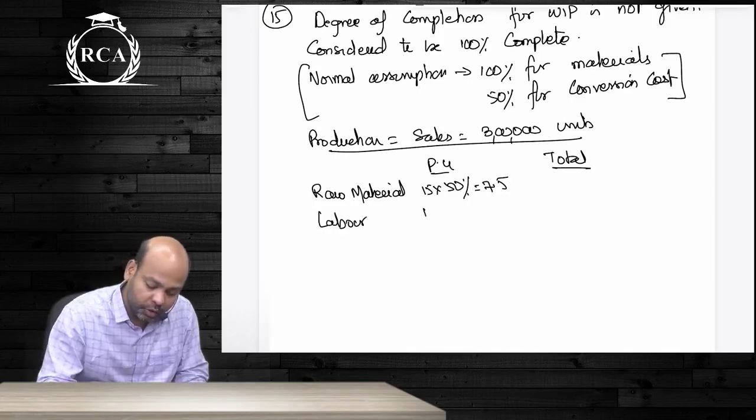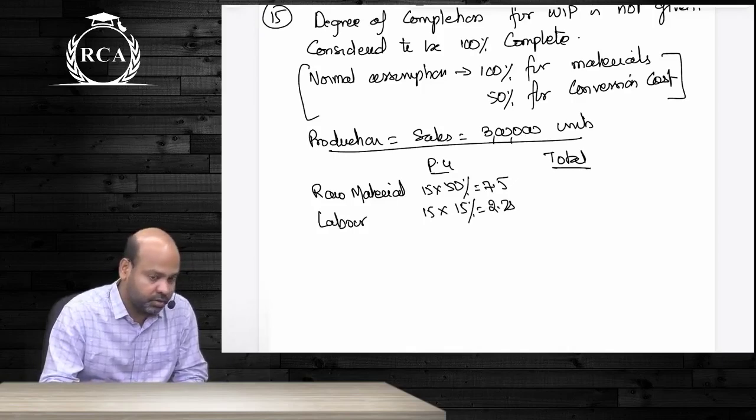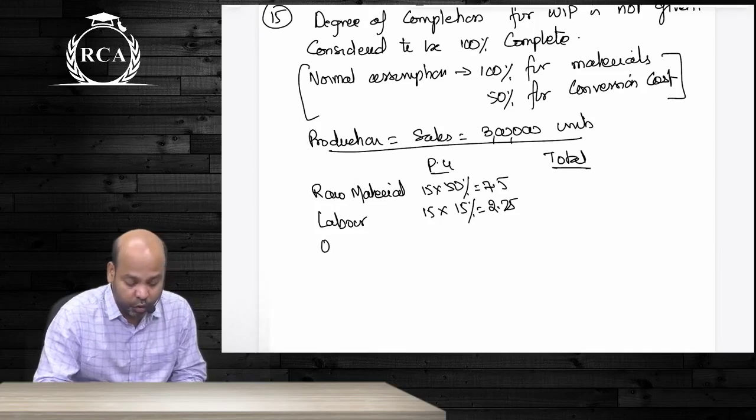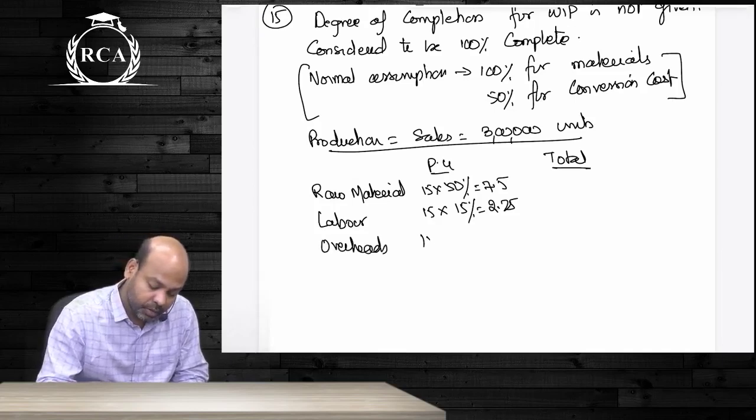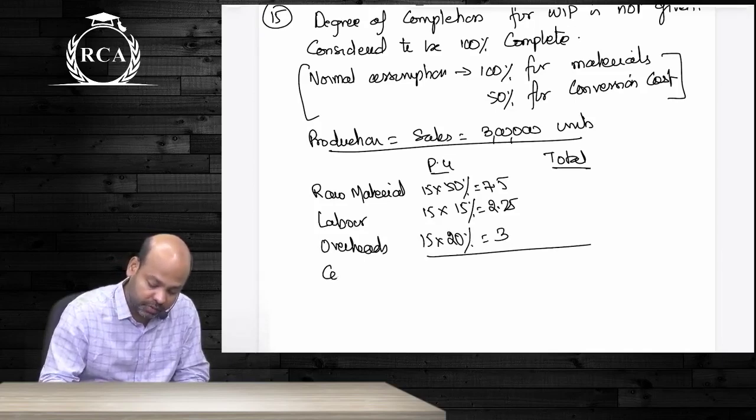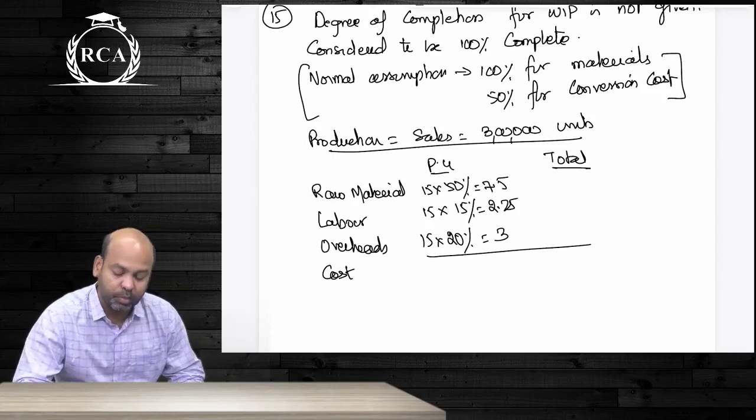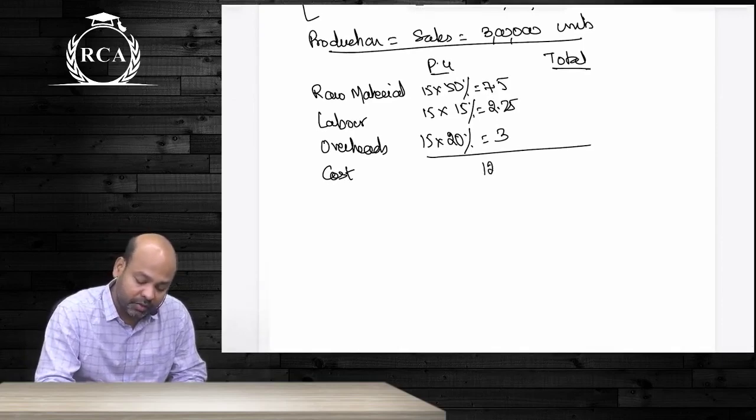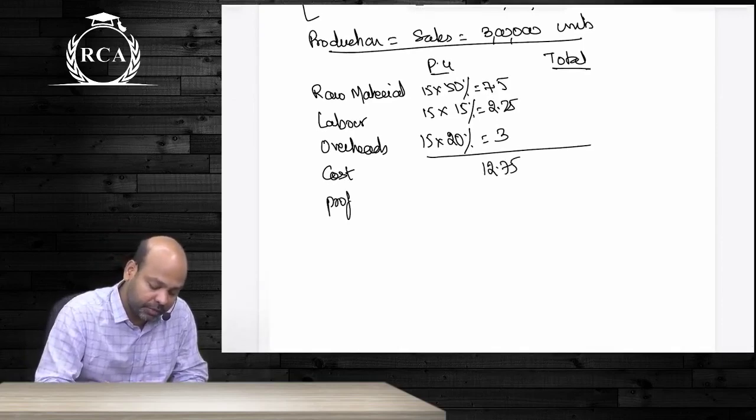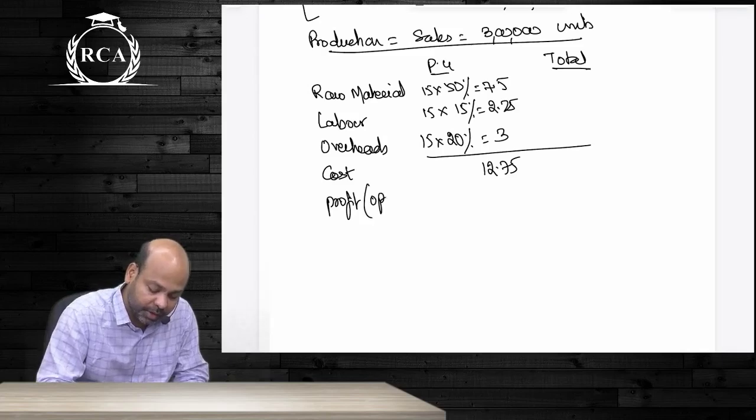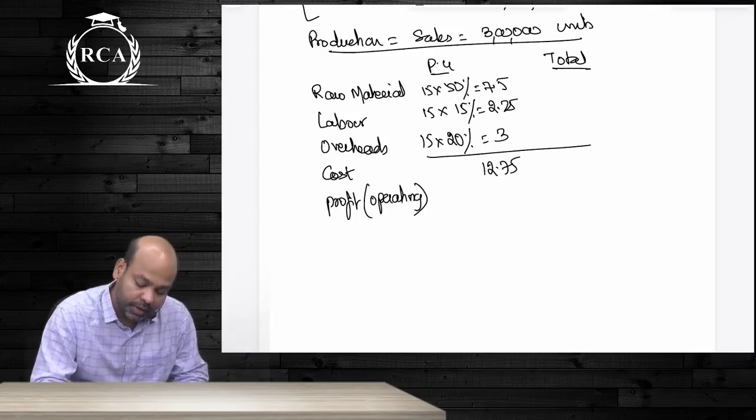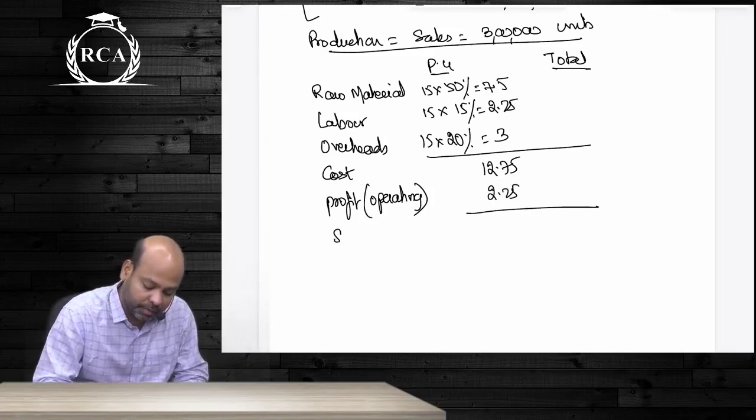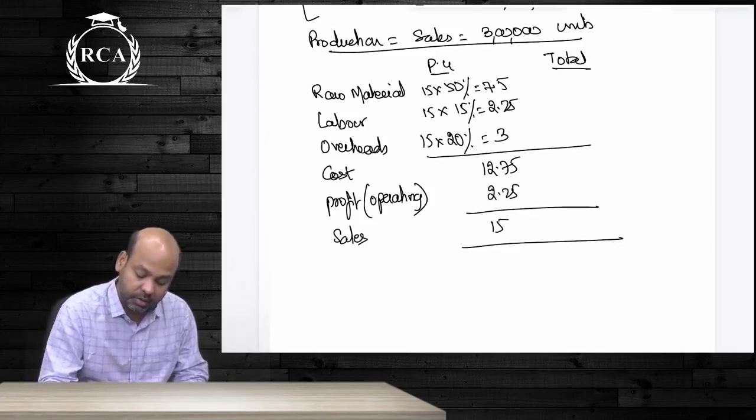Labor cost is going to be 15 rupees into 15%, 2.25. Next, guys, overheads are going to be 15 rupees into 20%, 3 rupees. This will become my cost: 7.5, 2.25, and 3, which is 9.75, 12.75. The remaining part is your profit, but which profit is this? Net profit or operating profit? Very good. 2.25. This will become your sales value, 15 rupees.